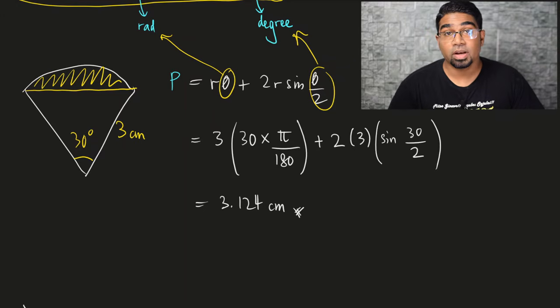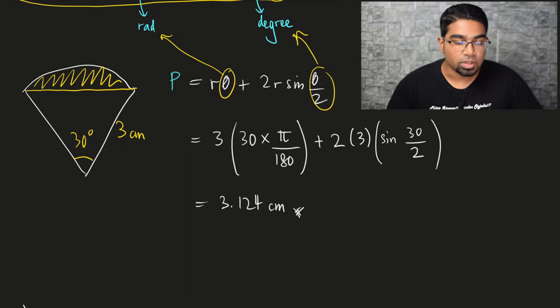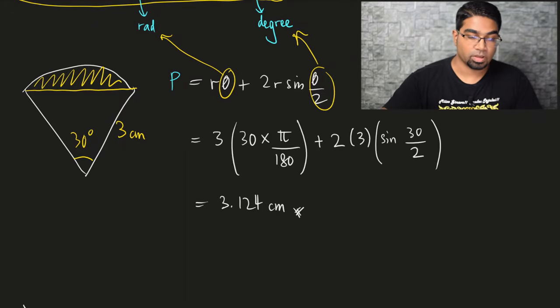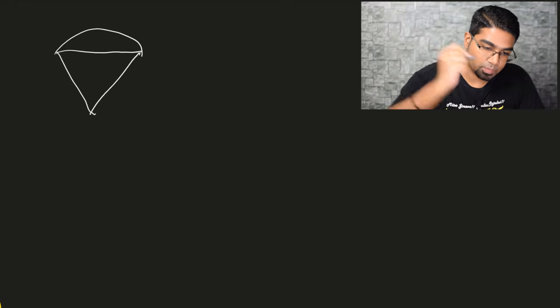So this is the perimeter of the segment. How about the area of the segment? So let's look at area of segment. Let's say we have another sector. Okay, this is the segment.